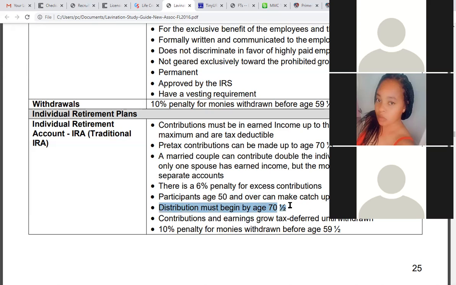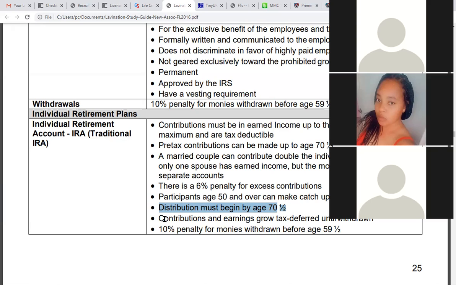Distribution must begin at 72, not 70 and a half, because that is an old rule. So it's 72. You have to wait until you're 72 years old before you take money out. If you're 72 and you don't take money out, they're going to penalize you 50%. For example, if you have this type of account and you're 72 years old and you're supposed to take $1,000 out as a distribution, meaning taking money out, and you don't take that money out, they're going to penalize you $500. They asked you to take 1,000, you did not take it, so they're going to charge you a 50% fee for not taking that money out. I know nobody likes that, but if you don't like it, take the money out, because they give you until 72 years old. They know you're going to die, so the IRS wants their money. So they say start taking distributions so you can pay me my taxes. Now it's due.